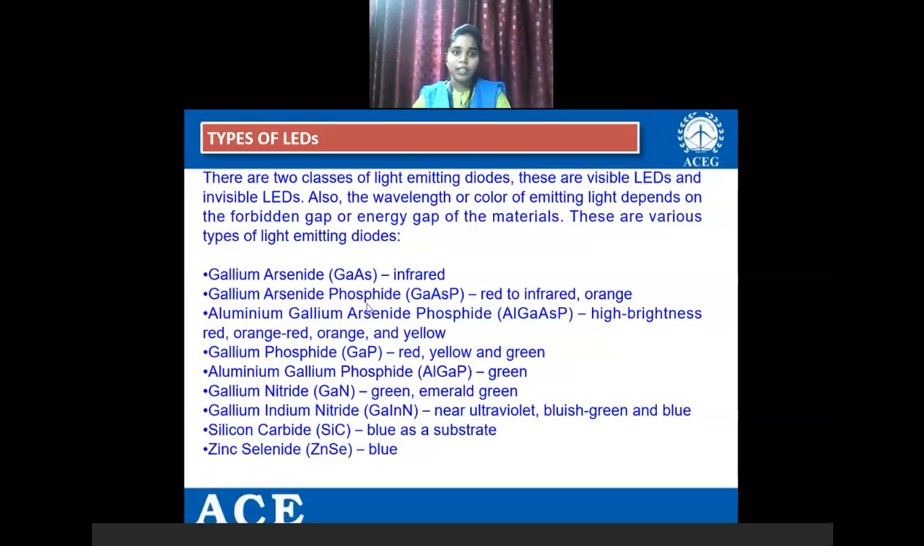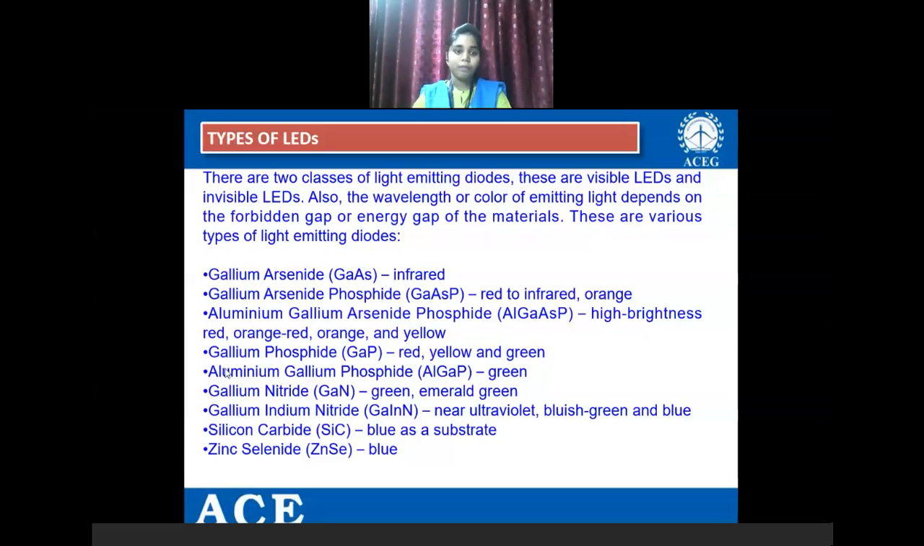Now the first one we can see is gallium arsenide. Gallium arsenide light emitting diode gives infrared. Gallium arsenide phosphide, GaAsP, gives red to infrared, orange. Aluminium gallium arsenide phosphide gives high brightness red, orange and yellow. This is the color emitted by this LED.